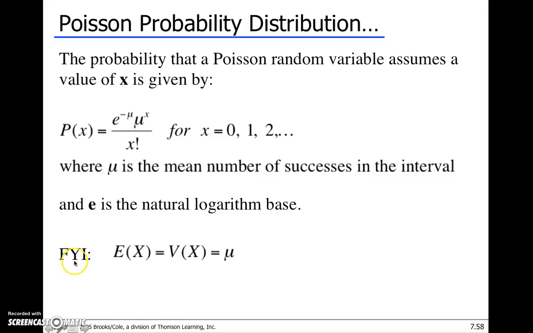For your information, just in passing, the expected value of a Poisson variable is equal to the variance, which is equal to the mean. The mean and the variance are the same.